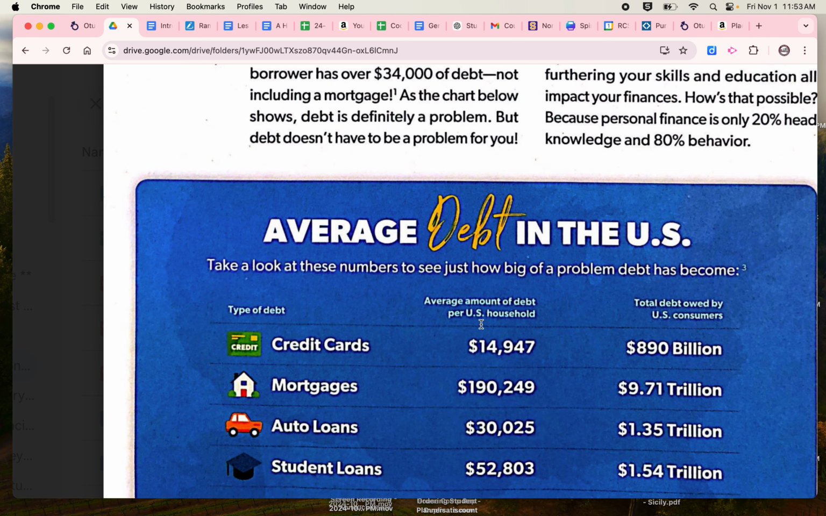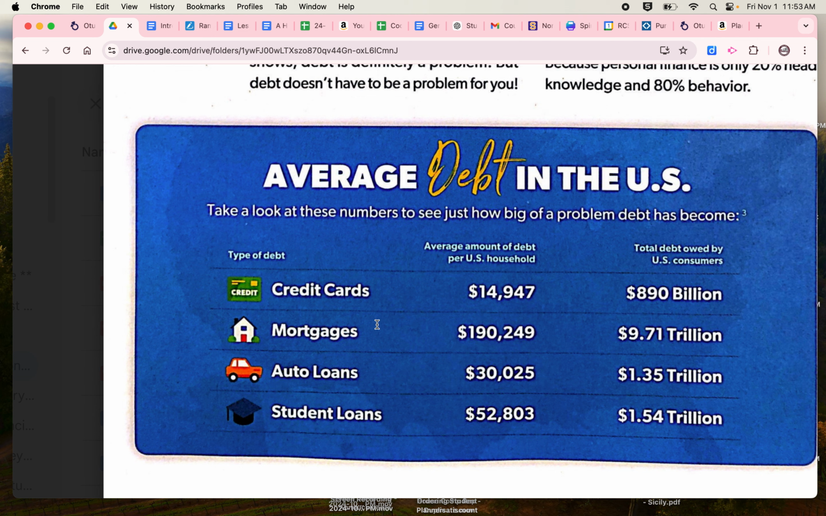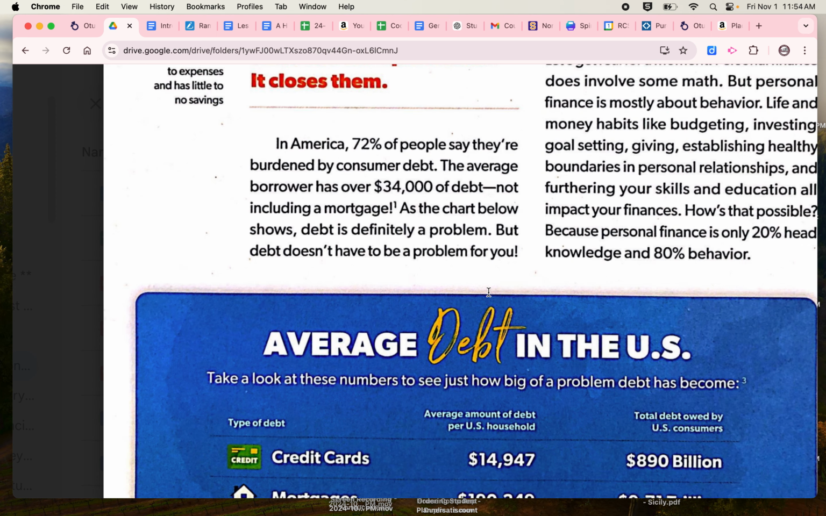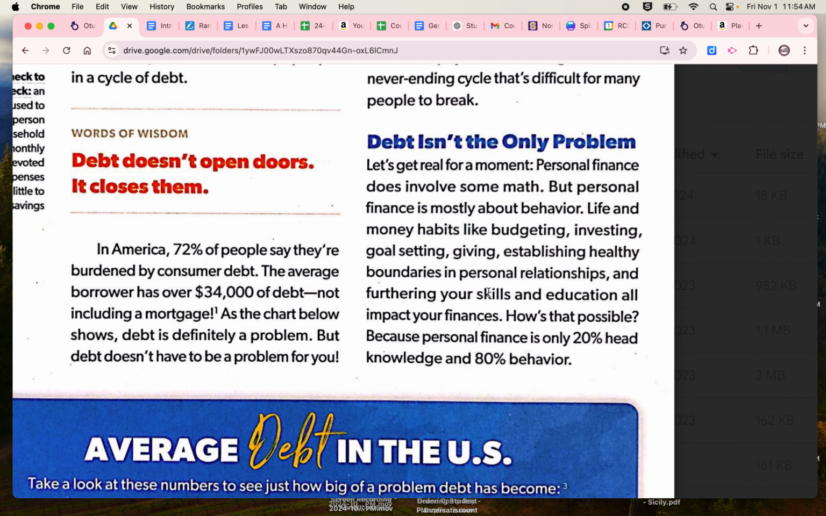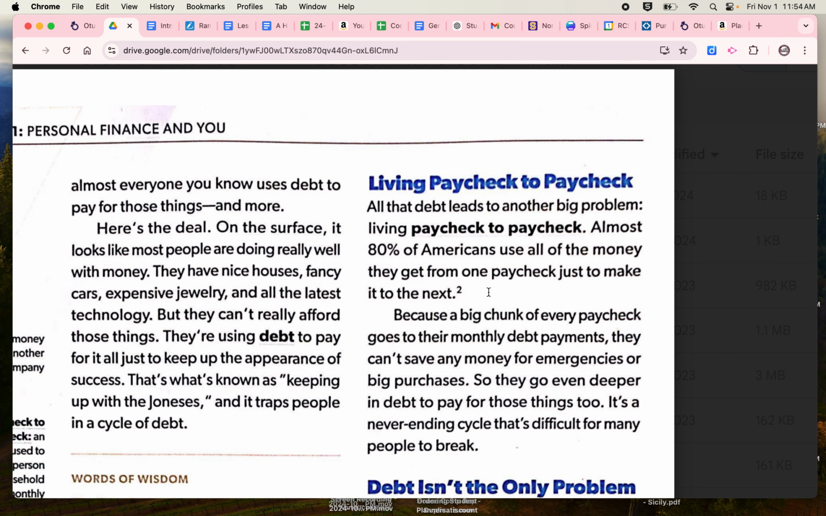So let's look at this chart here. Average debt in the U.S. So credit cards, amount per person is about $15,000. So $890 billion in debt people owe to the credit card companies. Mortgages, being a house, close to $200,000. Auto loans, so probably per family, they might have two or three cars, maybe two cars, they owe money. And student loan debt. So that's kind of just the average in the U.S. And one thing I'd tell you in this class, we don't want to be average. Okay, we want to do things differently.